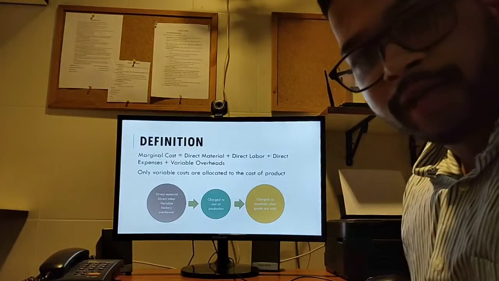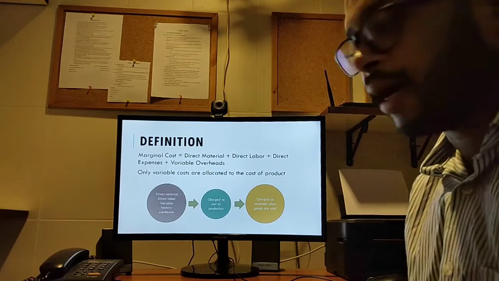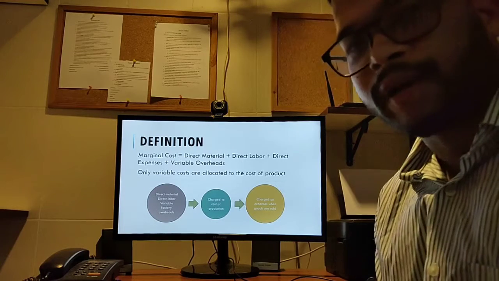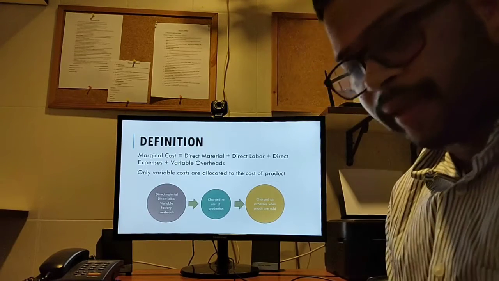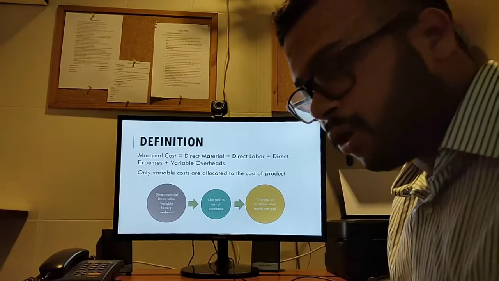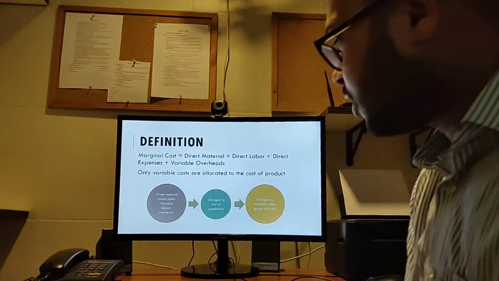So the definition goes like this: marginal cost is equal to direct material plus direct labor plus direct expense plus variable overheads. What marginal cost basically does is take only the variable cost into consideration, and it does not consider the fixed cost. So now we look at this diagram.